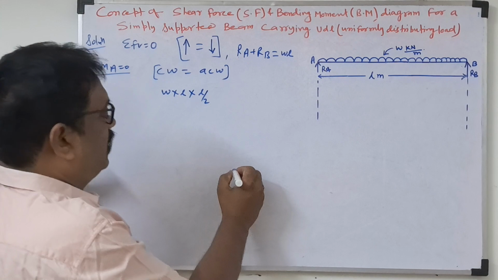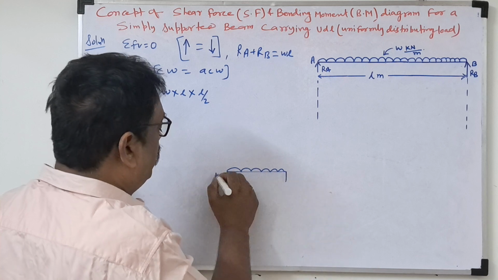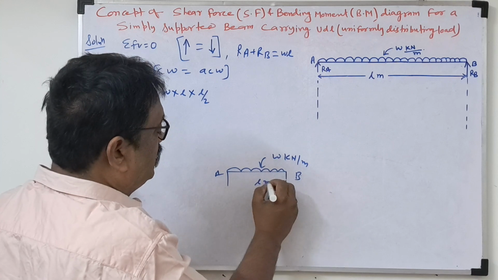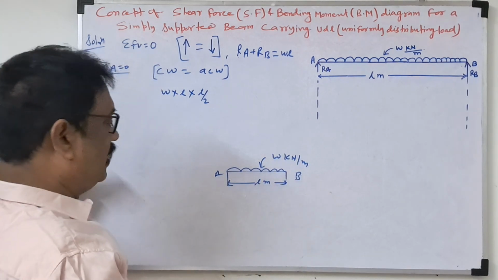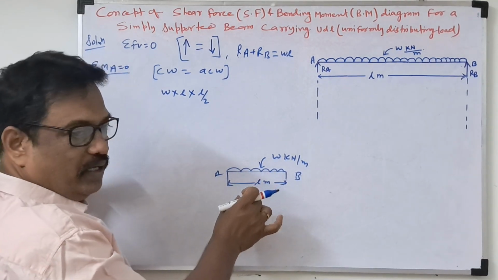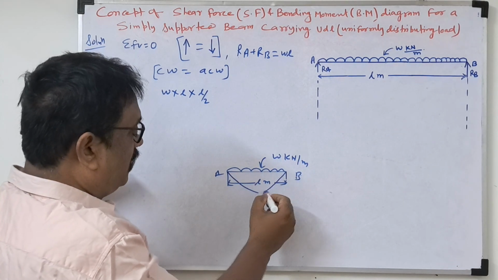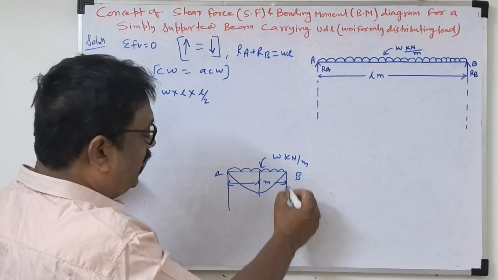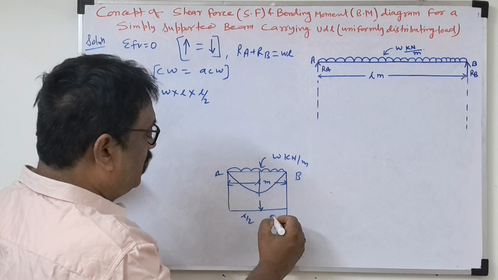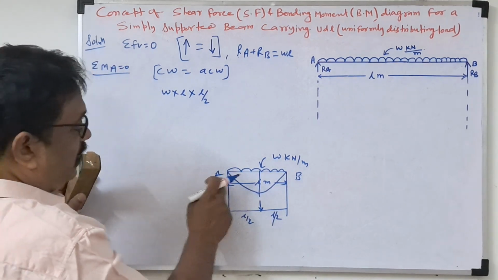Because of the UDL concept, we have discussed this many times already. AB, this is W kilonewton per meter, and this is L meter length. A UDL is a rectangular load, and for a rectangle we have to take the middle point, the half distance. If you are not able to understand, see the maximum deflection is in the middle. If you draw the load diagram, this is the middle: L by 2 and L by 2. Now when we take moment about A, what will be the load?